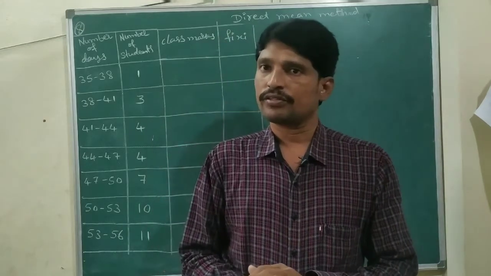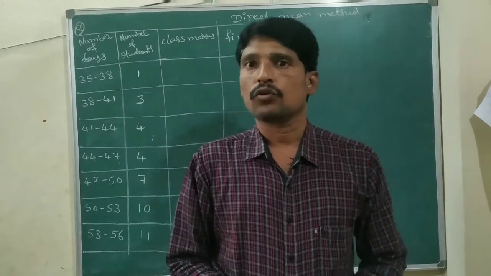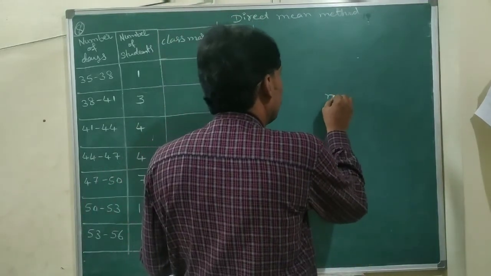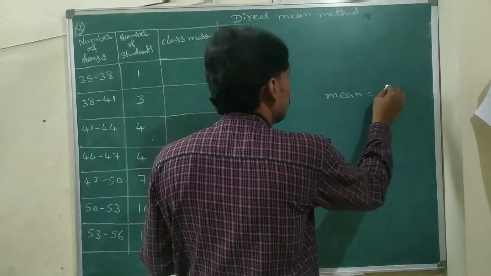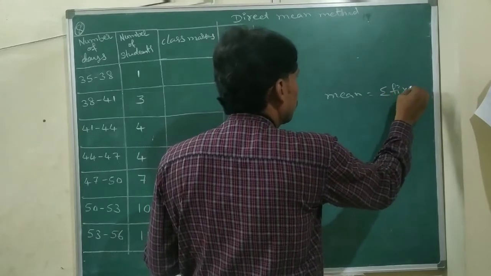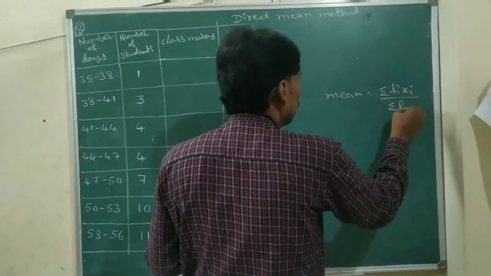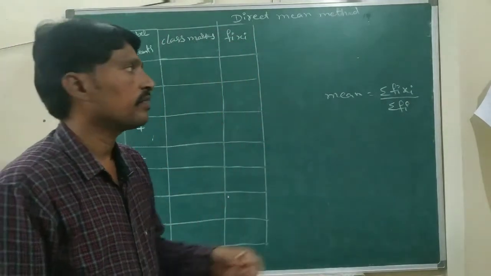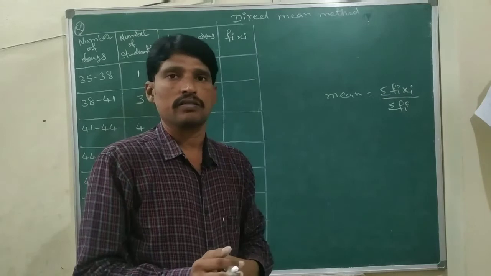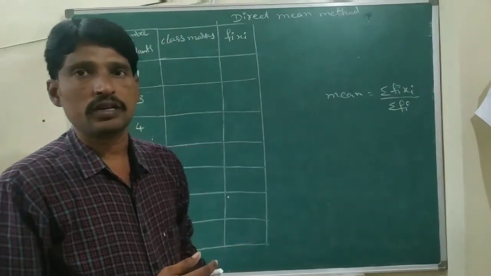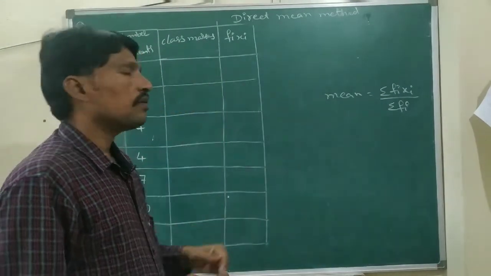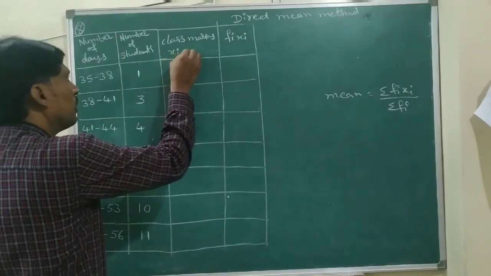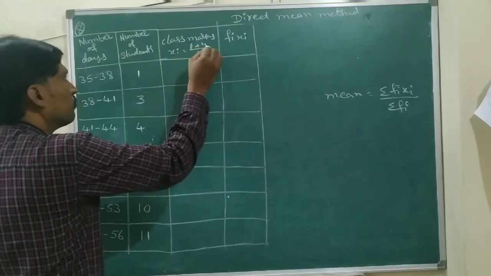First method, this is the direct mean method. Already we know the formula. Mean x bar equals sigma fi xi by sigma fi. Fi means respective class frequencies, xi equals class marks. How do we get class marks? We take the average of lower limit and upper limit. Xi equals L plus U by 2.